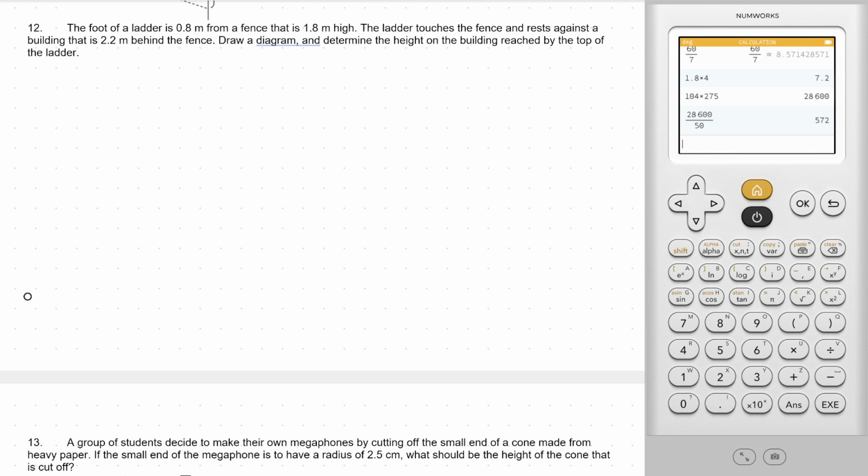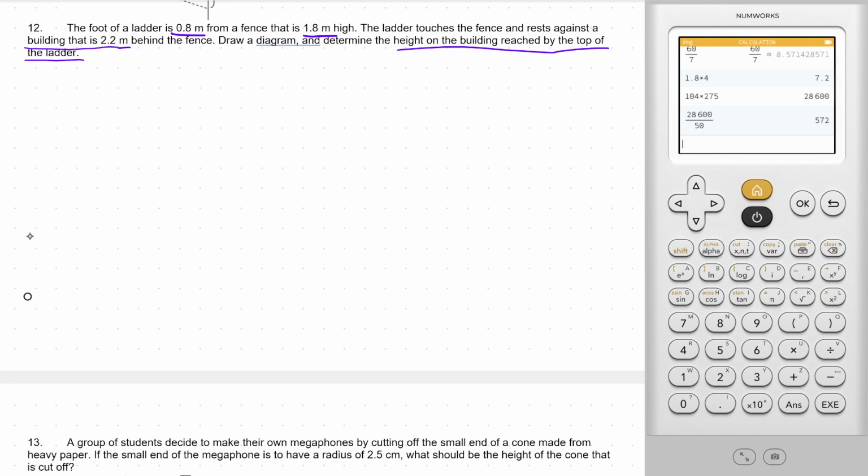You have to understand what it's saying. So the foot of a ladder is 0.8 meters from a fence that is 1.8 meters high. So we know we have a fence, we know we have a ladder, and it rests against a building that is 2.2 meters behind the fence. And determine the height on the building reached by the top of the ladder.